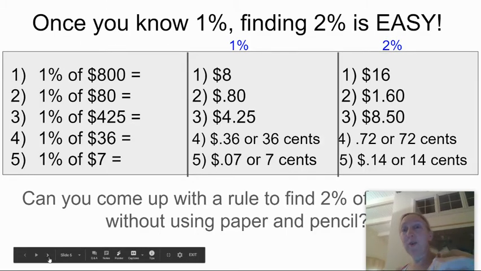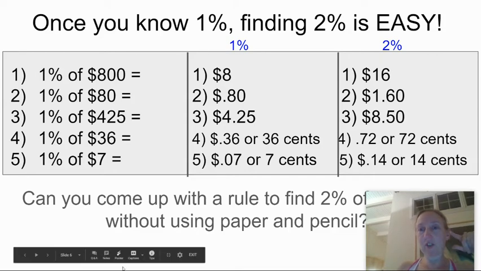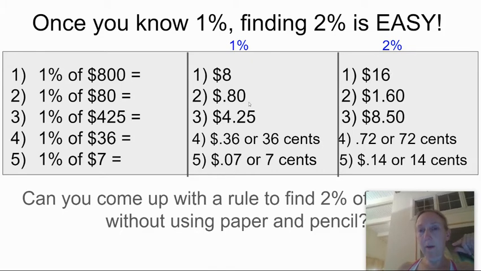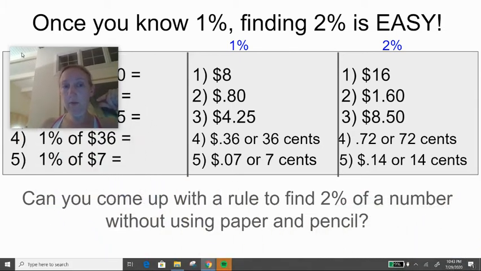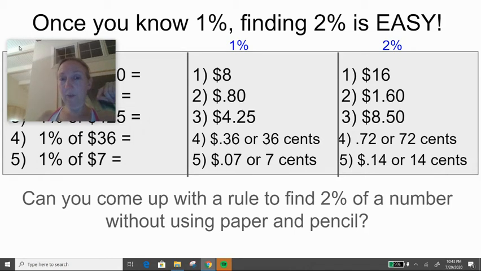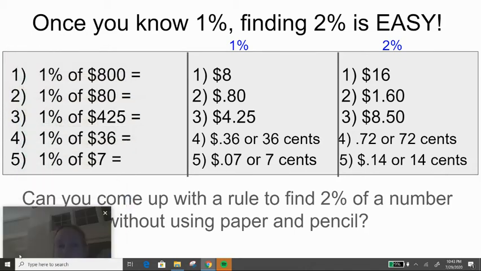So now this is going to go back to what we learned yesterday. If you remember, to find 20%, we found 10% and we doubled it. So now see if you can find the pattern by looking at this chart, going from 1% to 2%. So go ahead and look at each of these examples and see if the rule that you think is true is actually true. So did you find a rule for finding 2%? Let's see if you got it.